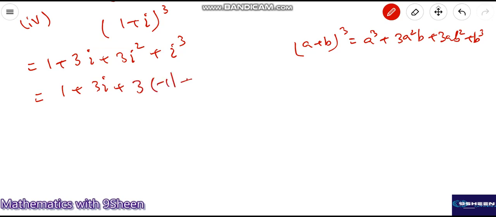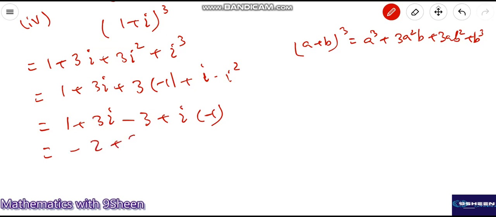1 plus 3 iota as it is plus 3 iota square means minus 3, and break the iota cube. How can we break? It is iota multiplied by iota square. 1 plus 3 iota minus 3 minus iota, as iota square is equal to minus 1. Now 1 minus 3 means minus 2 plus 3 iota minus iota, which means plus 2 iota. It's your answer.